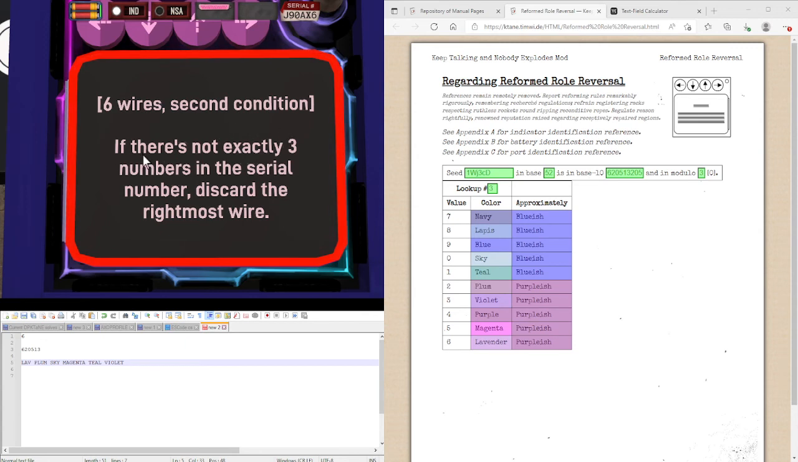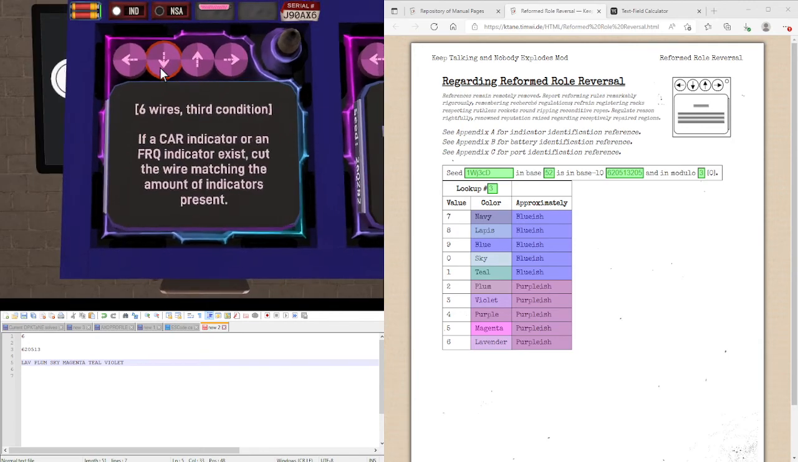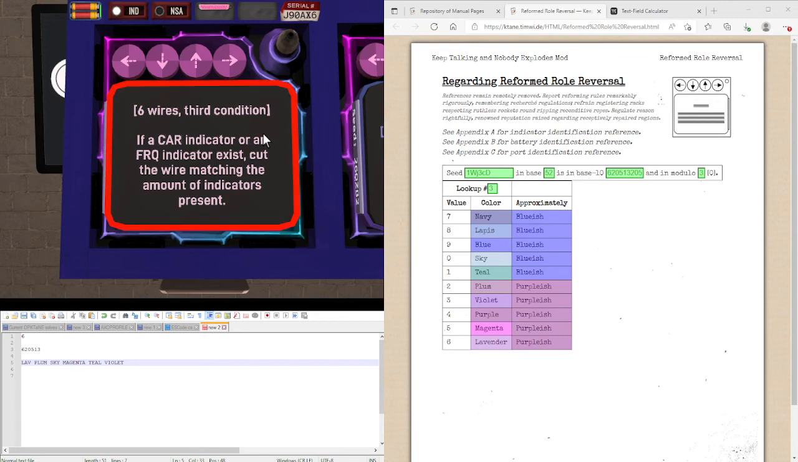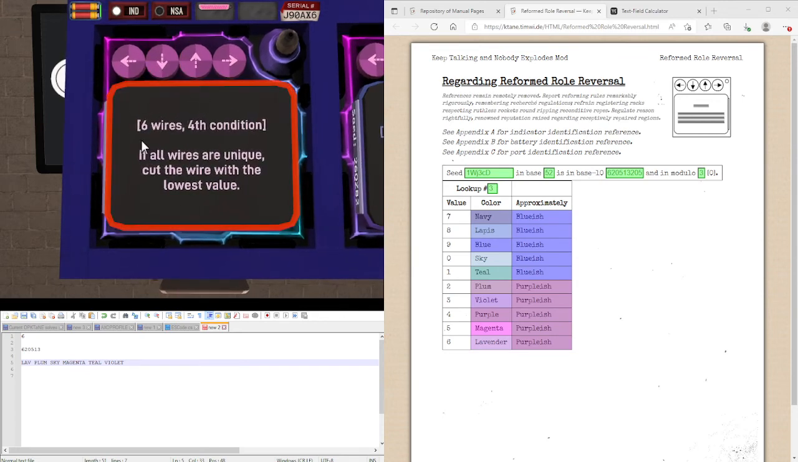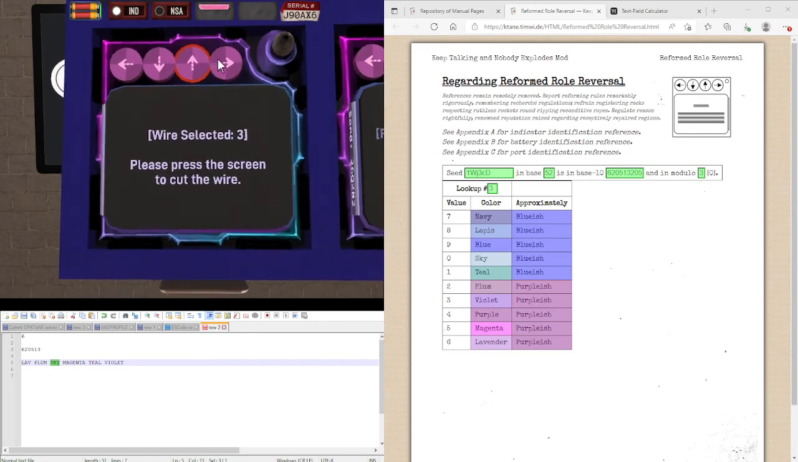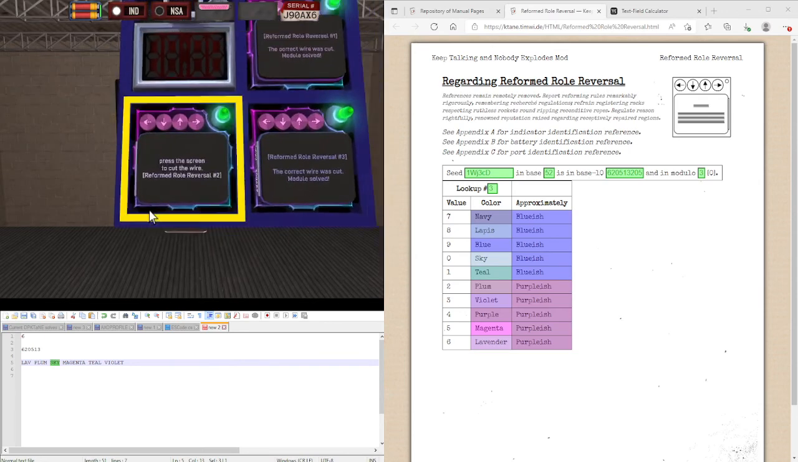If there's not exactly 3 numbers in the serial number, we have exactly 3. So this is false. So moving on to the next condition. If a CAR indicator or an FRQ indicator exists, we have IND and NSA, so no. If all wires are unique, they are. So we have 0, 1, 2, 3, 5, and 6, no repeats. Cut the wire with the lowest value, that is the sky wire, which is the 3rd wire. So let's go to submission mode, set it to 3, and that's a solved module.